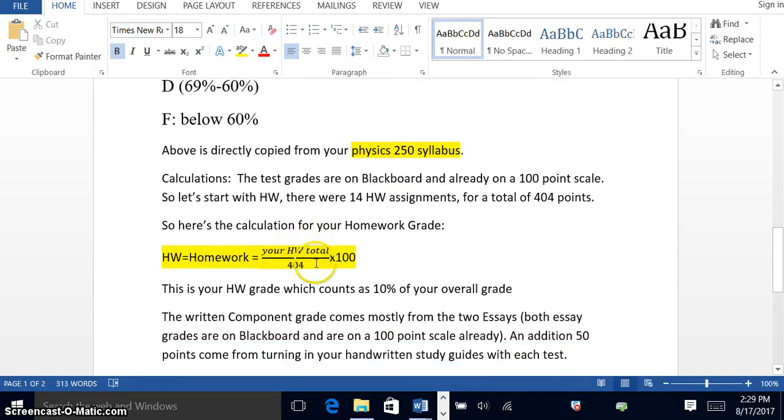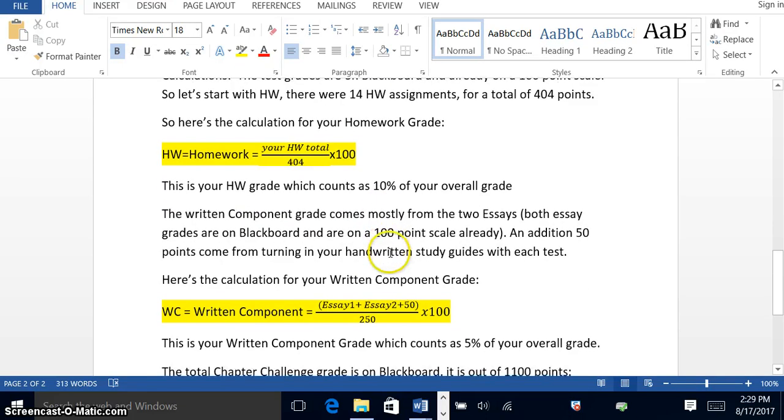This is how to calculate your homework grade, for example, for the whole semester. Once the semester is done, I think we have 14 homework assignments, and so the total number of points is worth 404. You take your total, which is on Blackboard, by the way, divide it by 404, and then you put it on a 100-point scale by multiplying by 100.